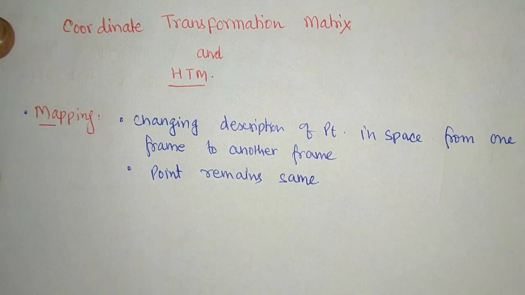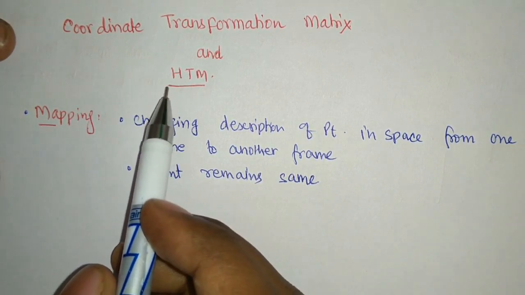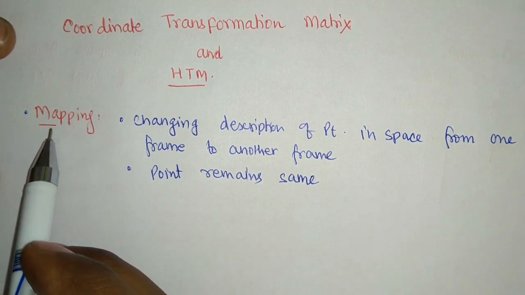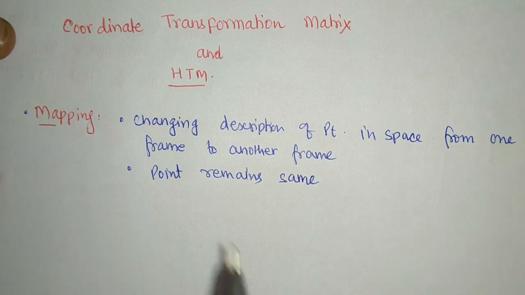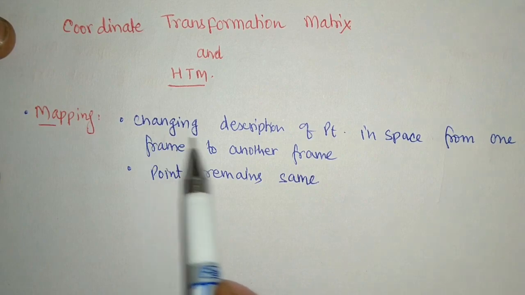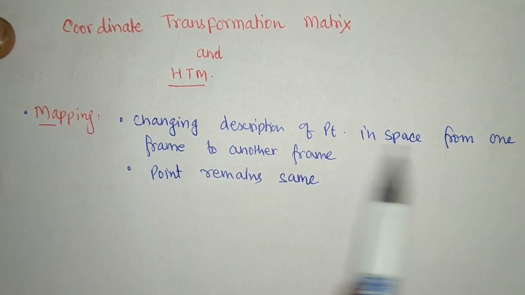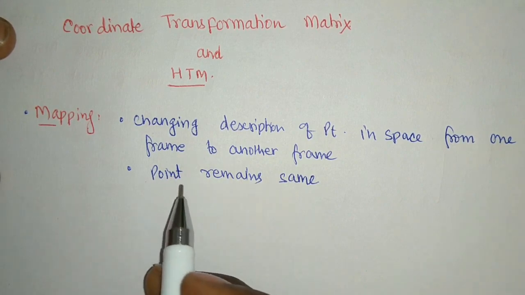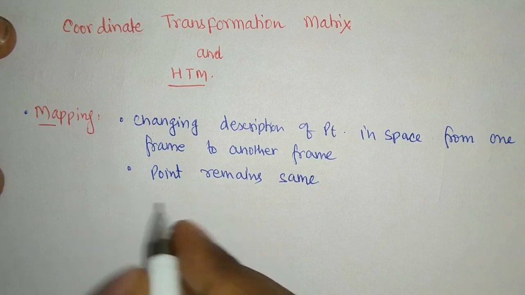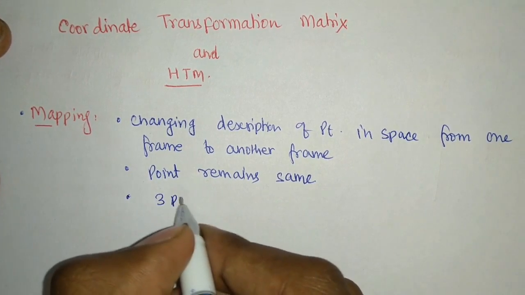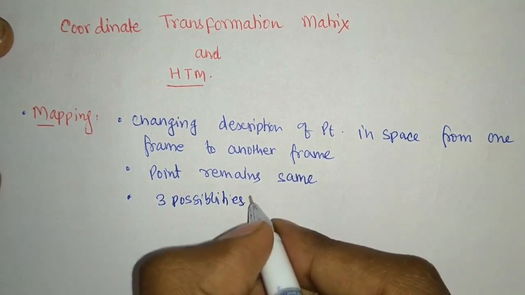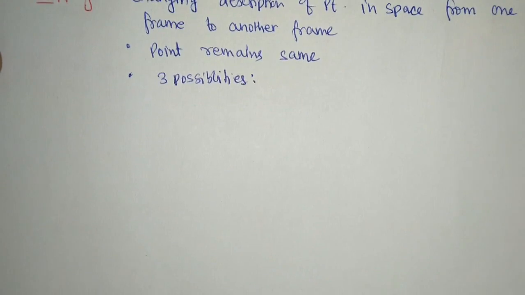So in order to understand the concept of coordinate transformation matrix or the homogeneous transformations, we need to understand what is mapping. So in mapping, basically what we are doing is we are assigning multiple frames to define the same point itself. So we are simply changing the description of a point in space from one frame to another frame, whereas the point remains the same. So only the description is changing, the point will remain the same, and there can be three possibilities here in order to define the relationship between these frames with respect to each other. So what will those three possibilities be?